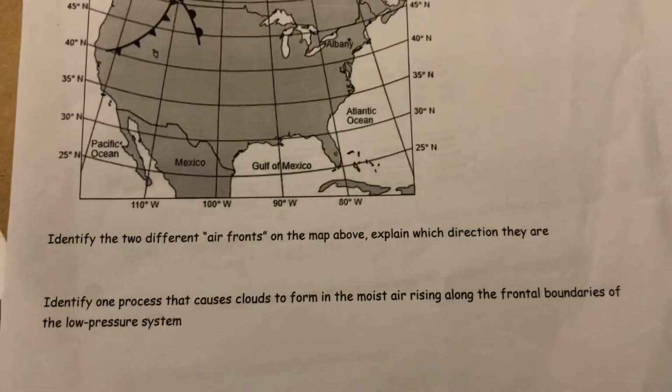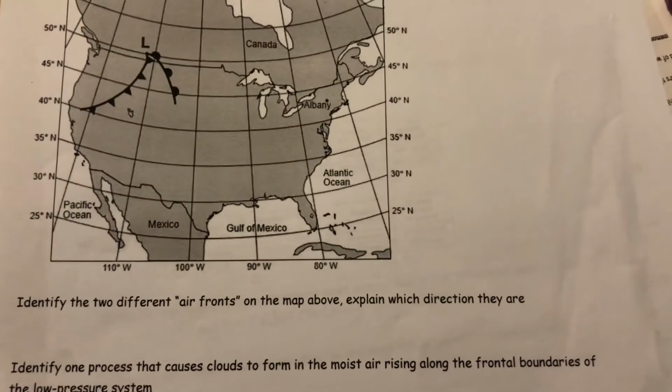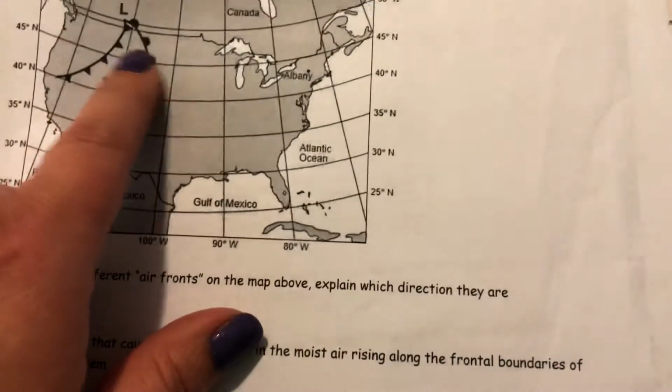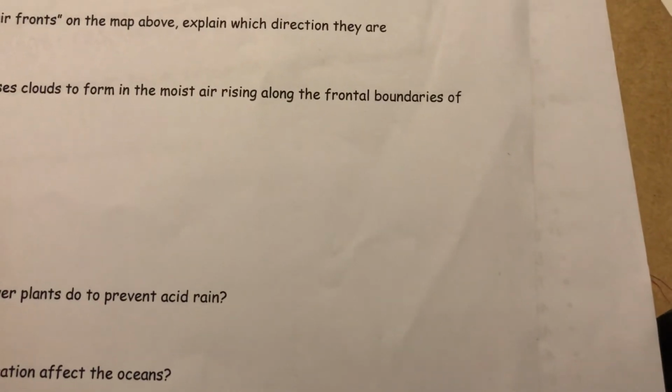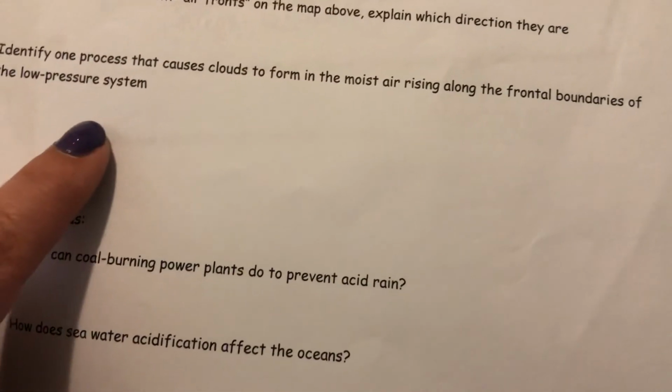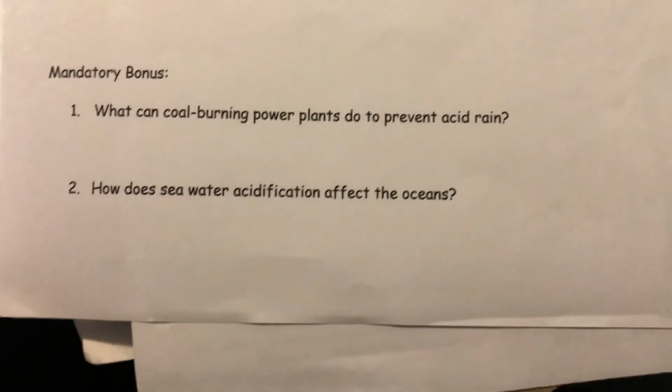And then here you're going to have to identify some air fronts on the map and explain which direction these are going in, okay? And then identify a process that causes clouds to form in the moist air rising along the frontal boundaries of the low pressure system. Identify one process, okay? And then there's a mandatory bonus.